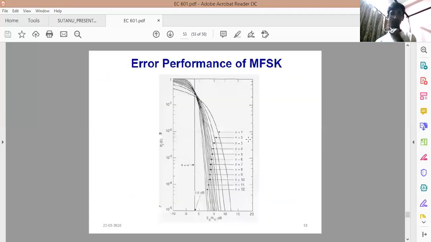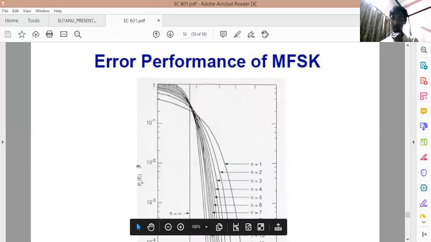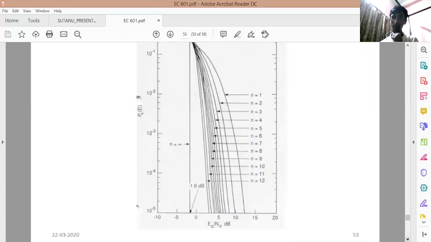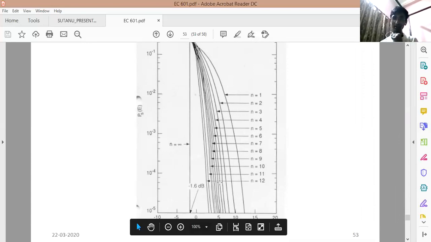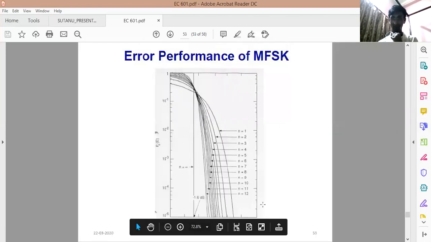This is the error performance measure of FSK. If you look at this, what we have found in case of MPSK is that if the order of M is less, then we are getting better performance. On the other hand, in case of MFSK, when the order is higher, then we are getting better performance. Just the opposite of that. Okay, so this is the comparison.